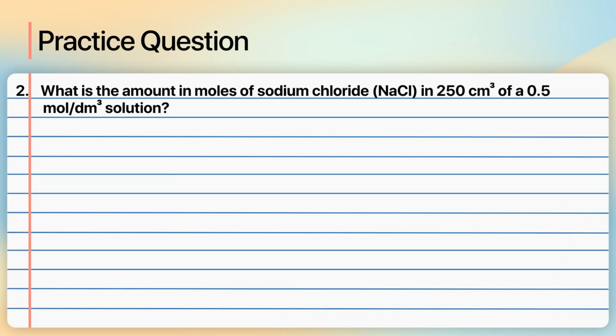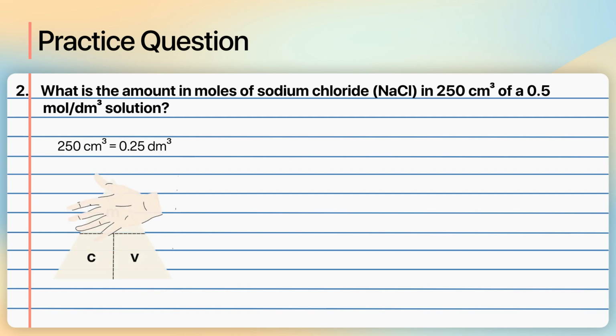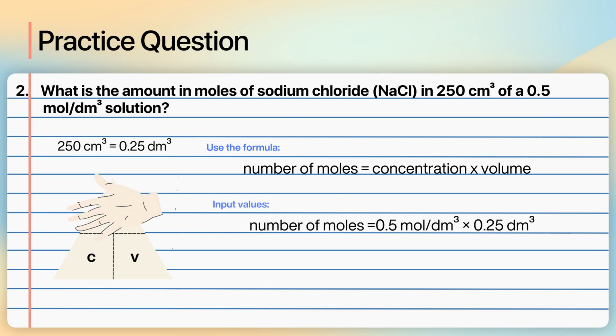Let's try another. What's the amount in moles of sodium chloride in 250 centimeters cubed of a 0.5 moles per decimeter cubed solution? First, convert the volume from centimeters cubed to decimeters cubed. Then use the triangle. Covering the n for number of moles, we can see that the number of moles equals the concentration of the solution multiplied by its volume. Let's add in the values. The number of moles is going to be 0.5 times 0.25. So there are 0.125 moles of sodium chloride in this solution.